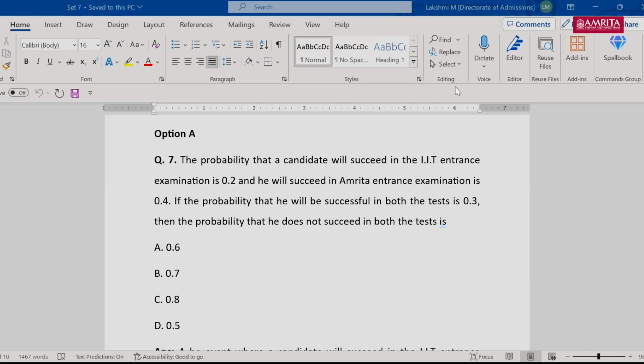So this is the next question. Very simple question. The probability that a candidate will succeed in IIT entrance exam is 0.2, and that he will succeed in Amrita entrance exam is 0.4. He'll be successful in both of them is 0.3. What is the probability that he will not succeed in both of them? So it's a not that you need to find out.